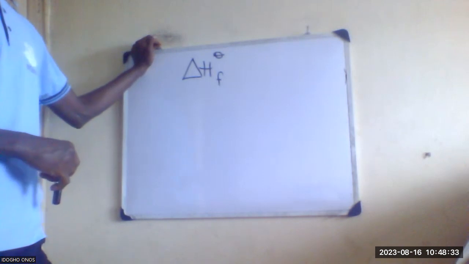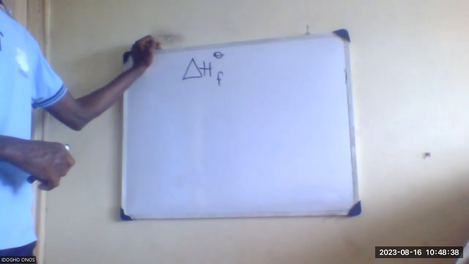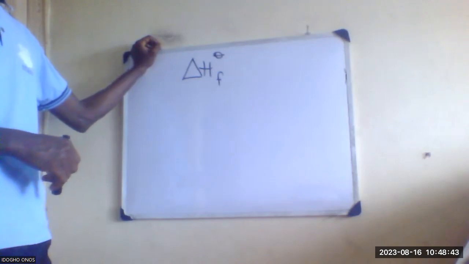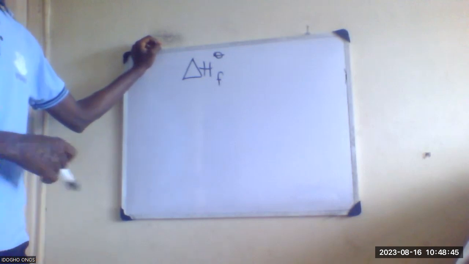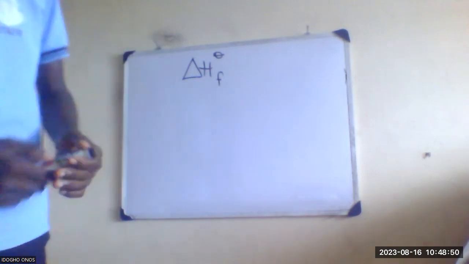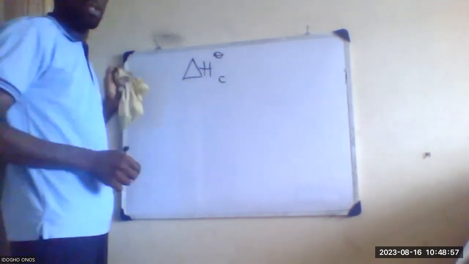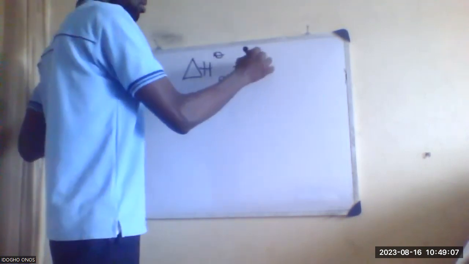Okay, then number two. Let's do combustion next. Standard heat of combustion. In brackets, just remove the F and put C. That is the symbol. This is the heat released.